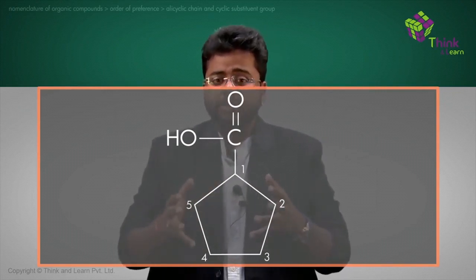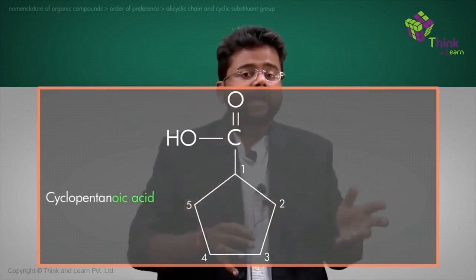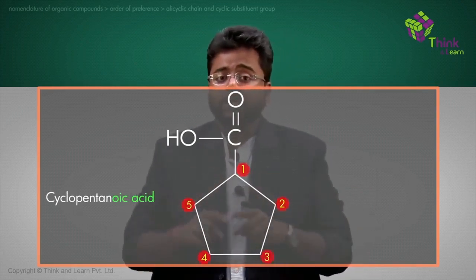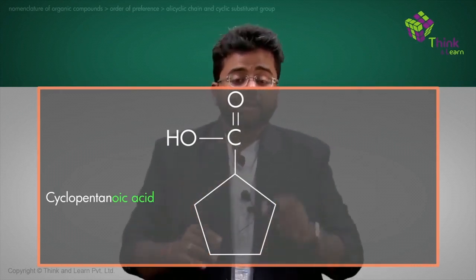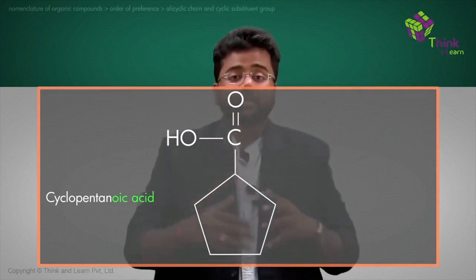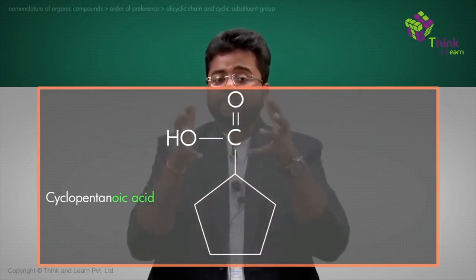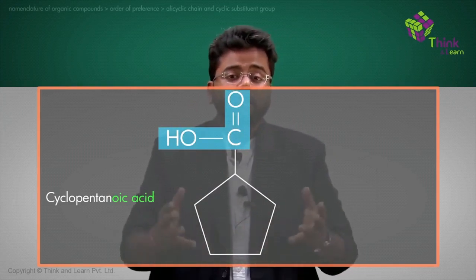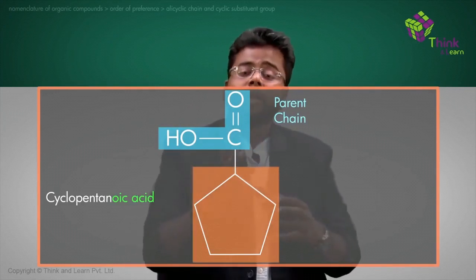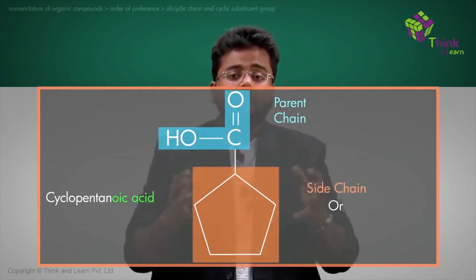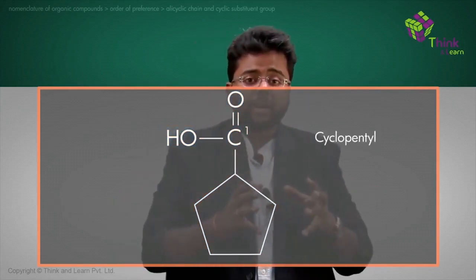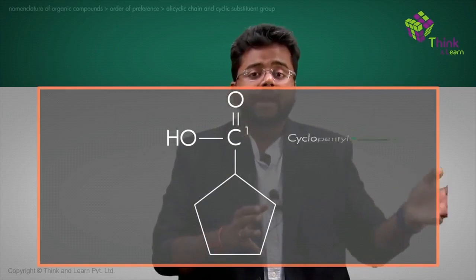If you try to say that this is cyclopentanoic acid, then you are taking into consideration only the 5 carbons present in the cyclopentane ring, but you're forgetting there is one more carbon attached to the cyclopentane ring. Because the functional group gets a higher priority, only the functional group would be my parent chain, and this cyclopentane would be my side chain or substituent. So what will be the name? The name would be cyclopentyl methanoic acid.